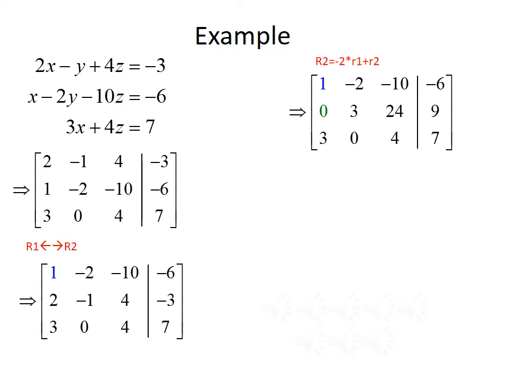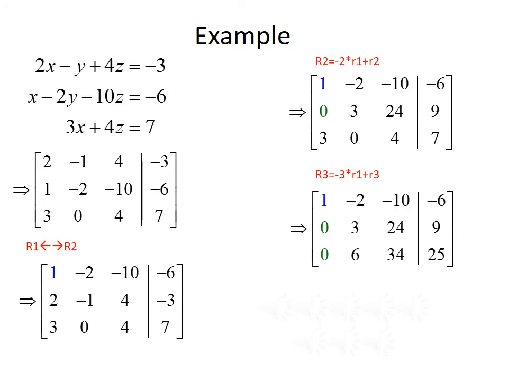Next, we want to get the 3 at the bottom of the first column to be a 0 as well. So we can use the same approach. We'll replace row 3 with negative 3 times row 1 plus row 3. So again, if we look at that column by column, for the first column, if I multiply negative 3 times 1, that's negative 3, and negative 3 plus 3 is 0. If I multiply negative 3 times negative 2 in the second column, that's a positive 6. 6 plus 0 is 6.